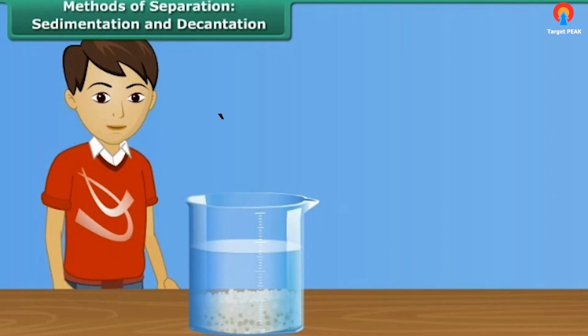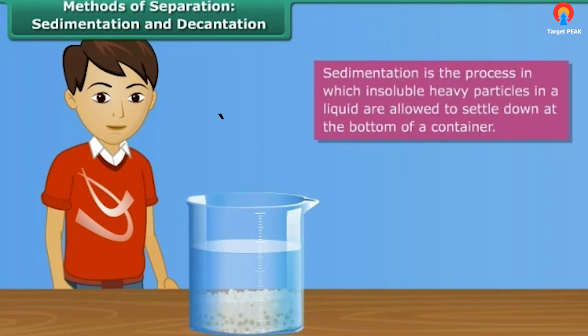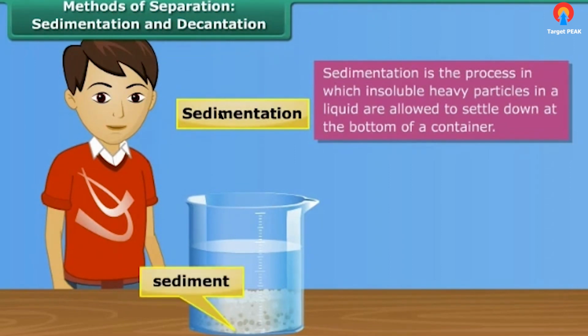The beaker had clear water. Mud, being heavy, had settled down at the bottom of the beaker, while the water formed the upper layer. This process of deposition of mud at the bottom of the beaker is called sedimentation, and the layer of mud is called the sediment.